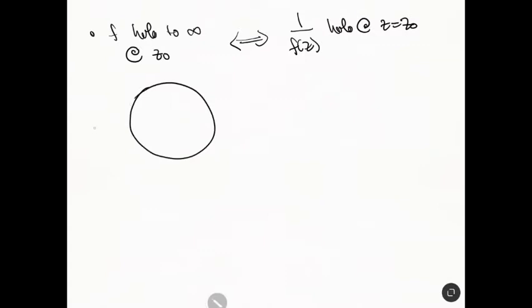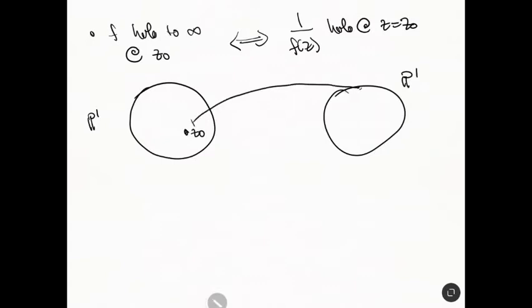So here's the picture. We have P1, and we have some finite point z0 here. We have another P1 here, and f is a map between these two. And what this does is it maps this point to the infinite point up here. And we check this in a neighborhood around infinity.